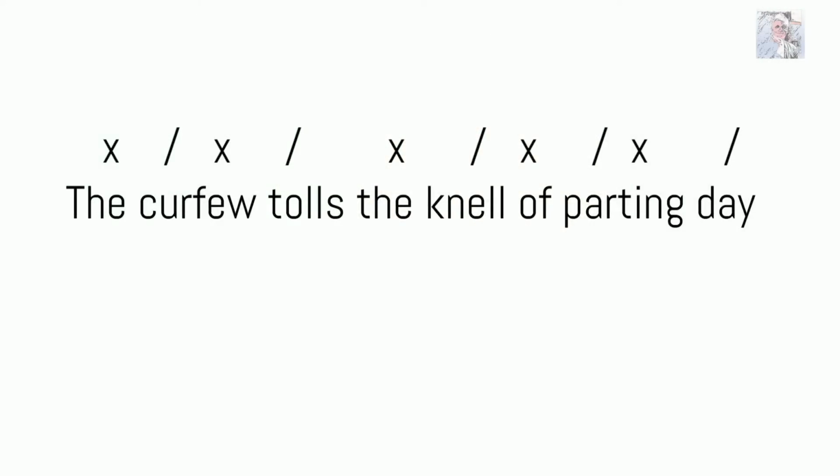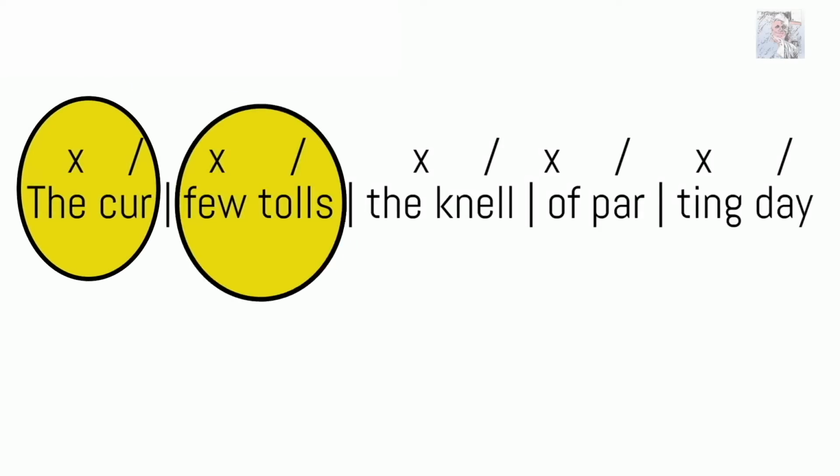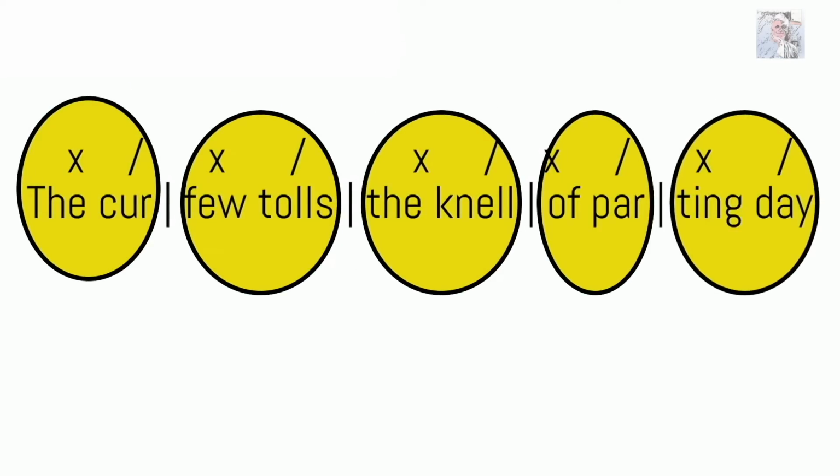Now, we can see the repeated pattern here with a weak syllable followed by a strong one. So we're going to do one more thing, and that is divide the repeated pattern up like this. The curfew tolls the knell of parting day. Now we can see clearly the same pattern, weak, strong, occurring 5 times in that line.